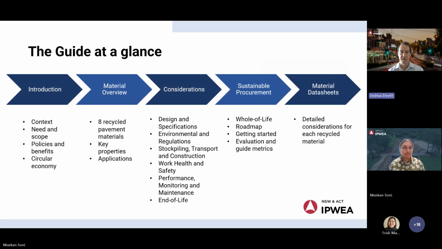Okay, so the guide at a glance. This is showing the main sections of the guide. We've got obviously the introduction, which probably largely covers the main items that we've just talked about. There's an overview of each of the 8 material types that we cover. We then go into some considerations, in a more general sense, that you would want to consider both from a procurement, design and construction perspective. So there's a lot of good guidance in that.